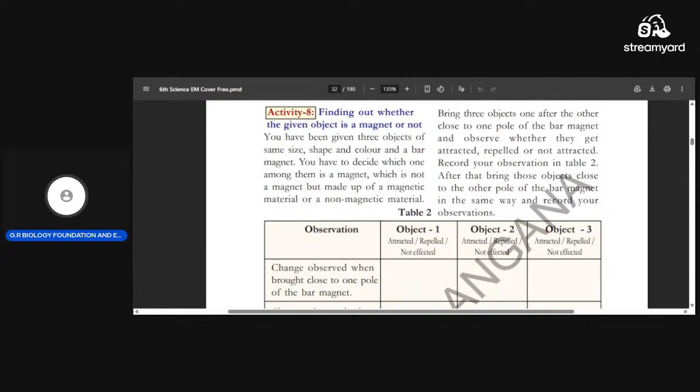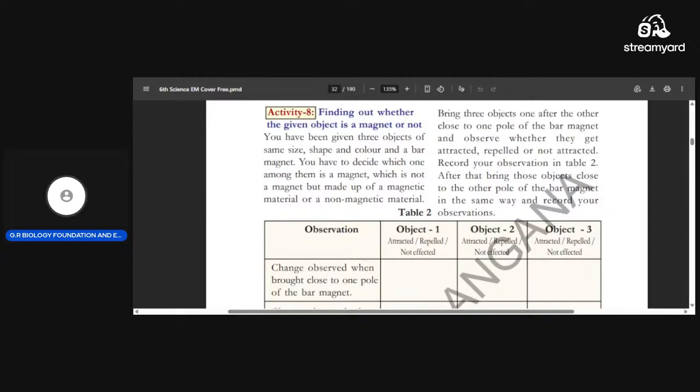For example, I am going to take an iron nail and test it with the bar magnet. Both sides are attracted by the magnet, this iron nail. The iron nail is made of iron itself, so that is not a magnet, that is a magnetic material, because it is attracted by both sides of the magnet.